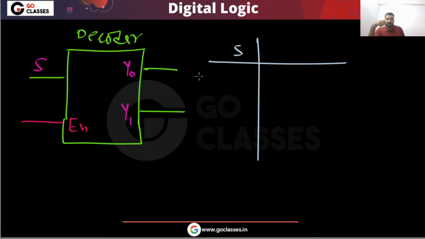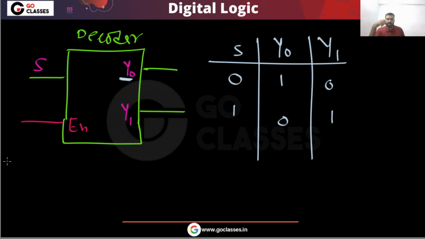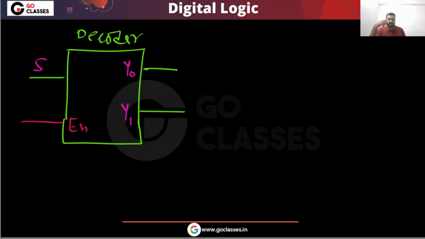A decoder means that if S is 0, then Y0 will be 1, so Y0 will become activated. And if S is 1, then Y1 will become activated. This is your 1 by 2 decoder. If I want to use this decoder as a demultiplexer, then what should I do?